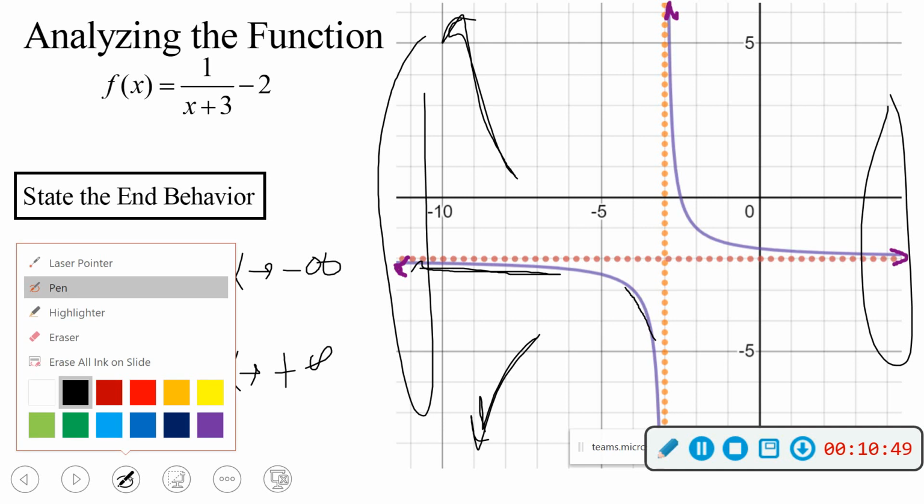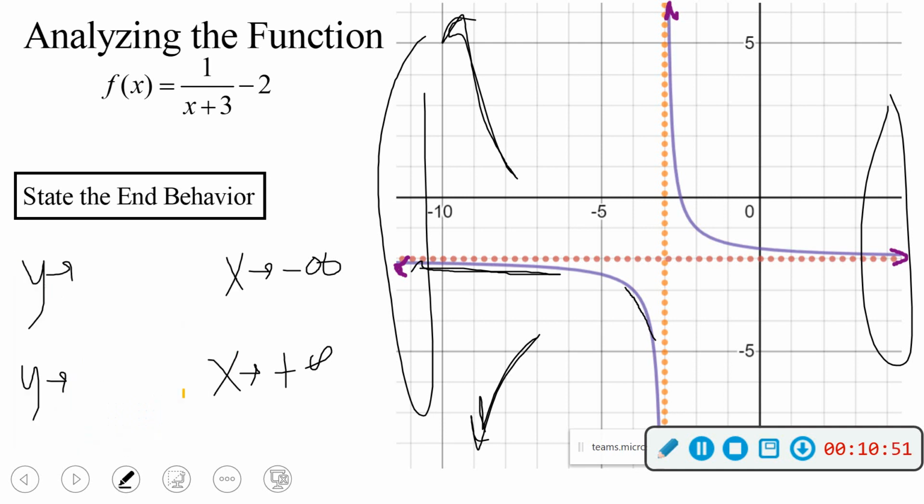Now, this particular function, as it goes to the far left, it's getting closer and closer and closer, even though it looks like it's touching and never does. It's approaching the y value, -2. And even over here, as I go to the far, far right, it's approaching the value -2.